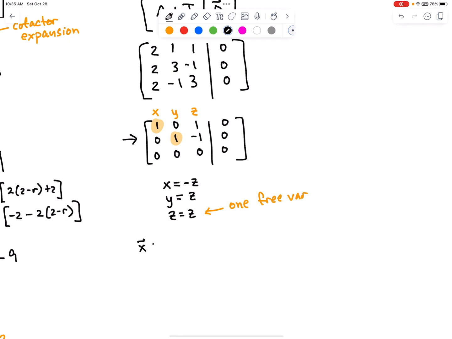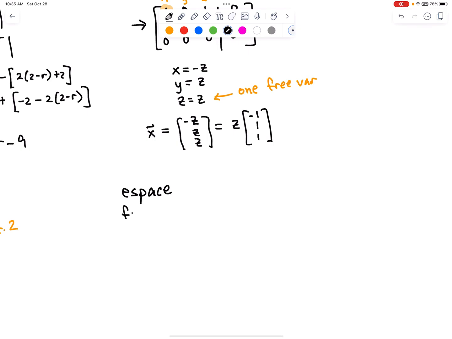So our vector x can be anything of the form negative z, z, z, where z is free, and if we factor out that free variable, we get any multiple of the vector negative 1, 1, 1. Thus our eigenspace for the eigenvalue of negative 1 is equal to the span of this non-zero basis vector. Of course, you could put any non-zero multiple of this vector in here as the basis. So you could, in theory, also write negative 2, 2, 2, or 1, negative 1, negative 1, etc. Any non-zero vector in the span will serve as a basis for the space.